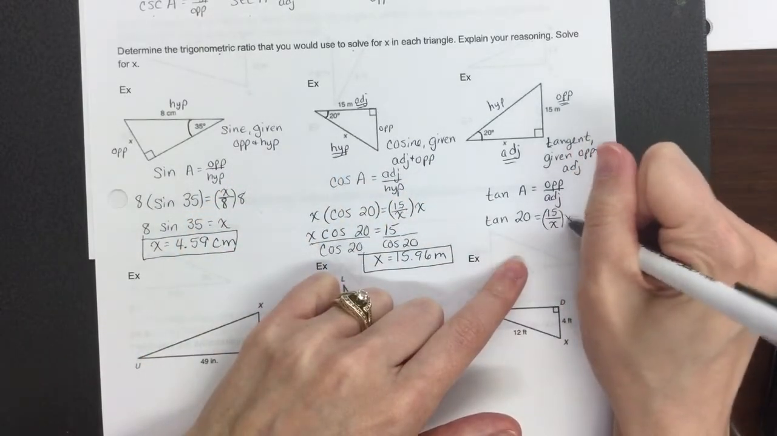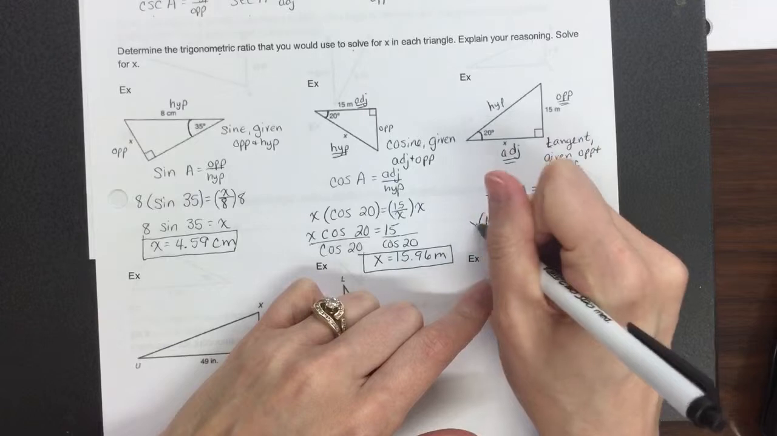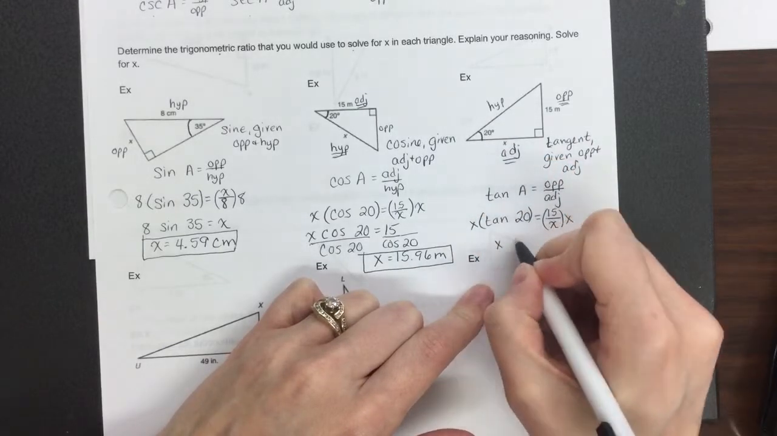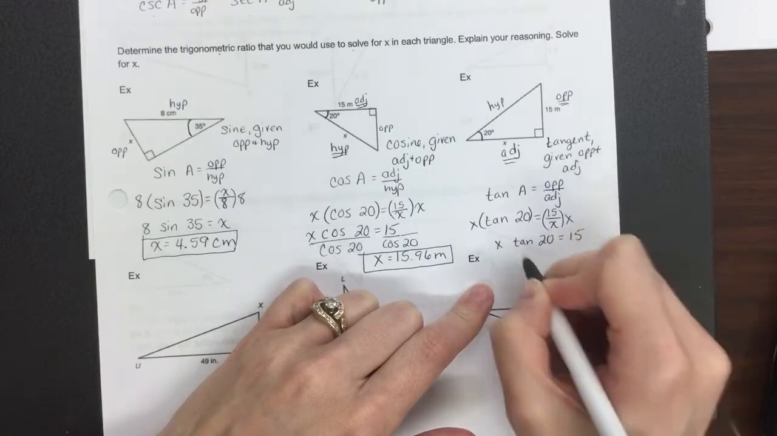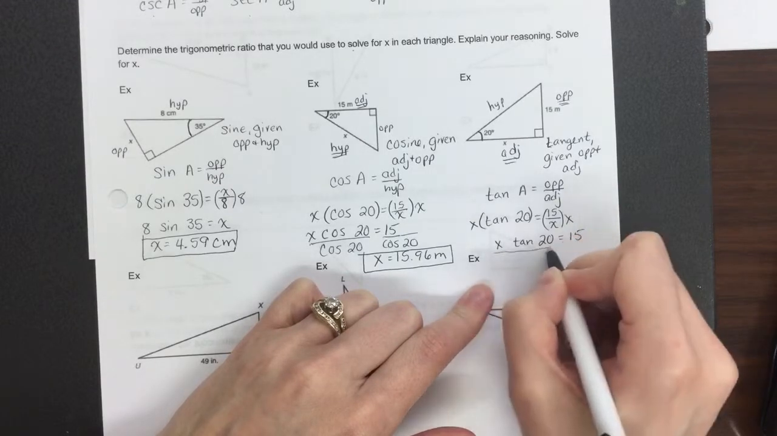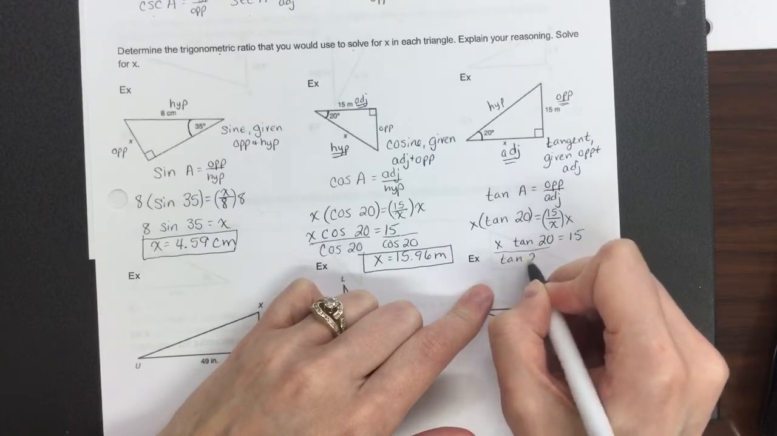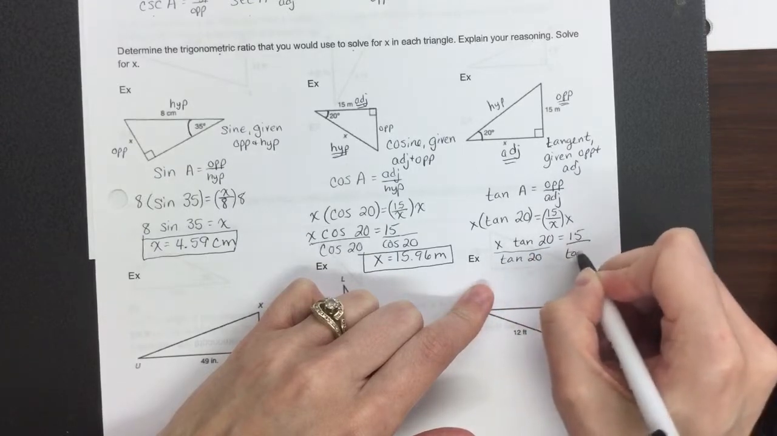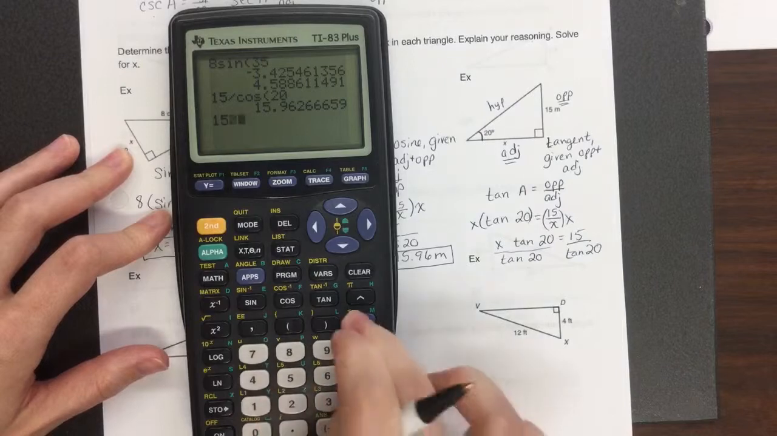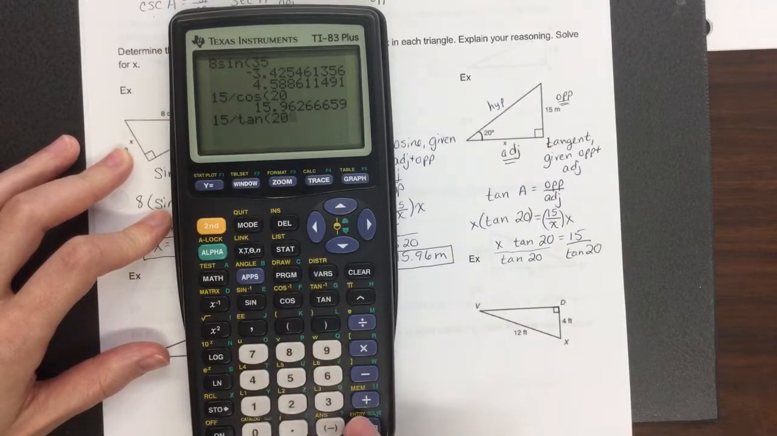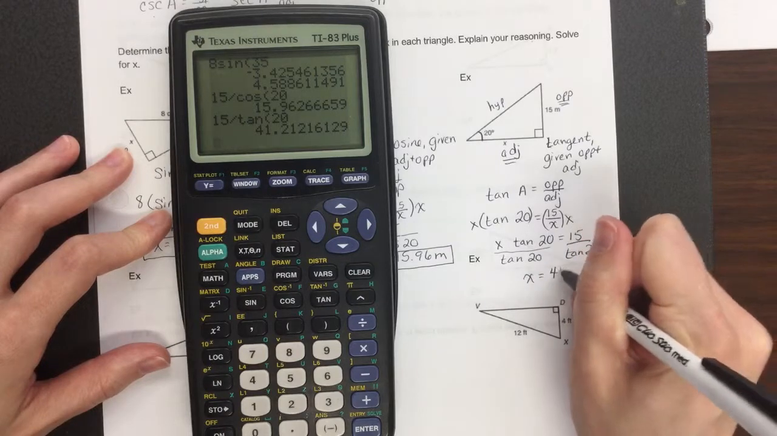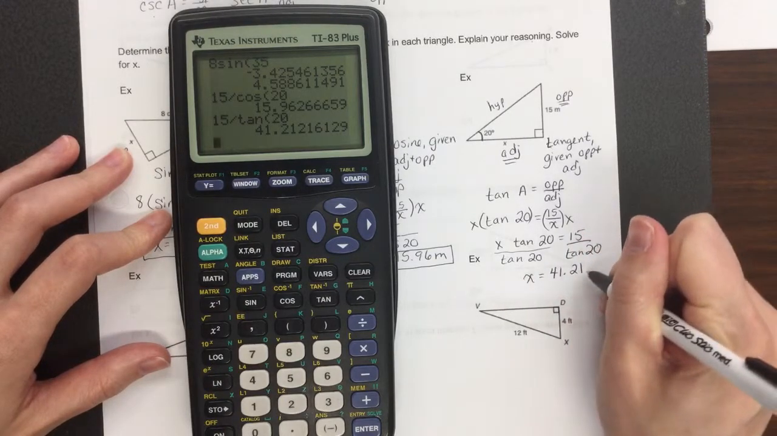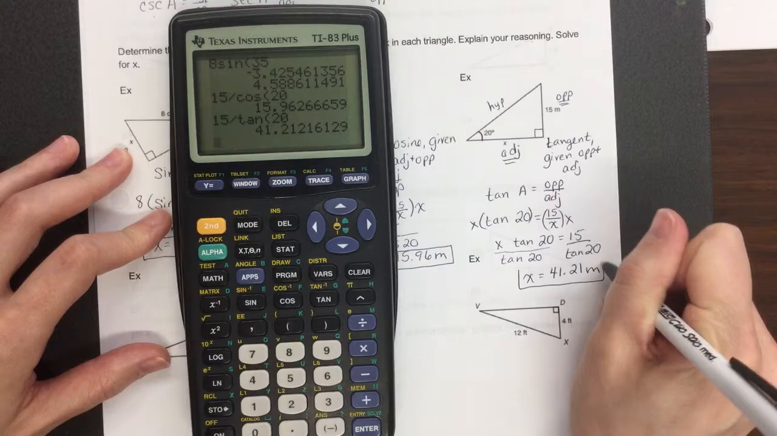Solve for x, we need to multiply both sides by the denominator. So then x times the tangent of 20 is going to give us 15. X is not all by itself, so we've got to divide both sides by the tangent of 20. So 15 divided by tangent of 20. So x is going to give you 41.21, and our units are meters.